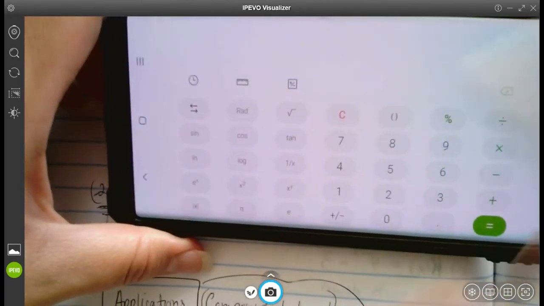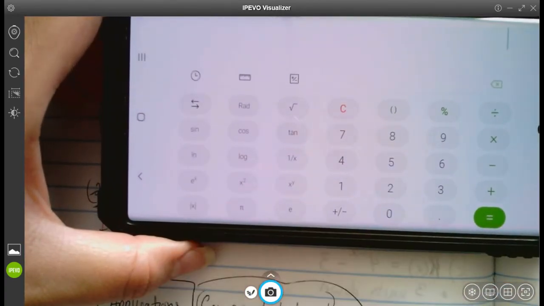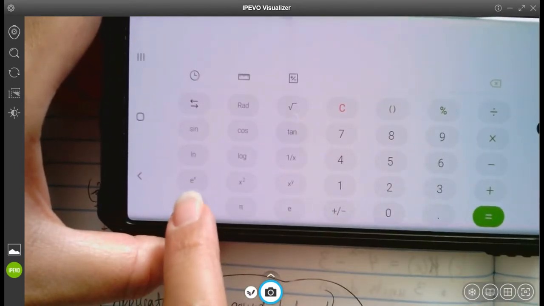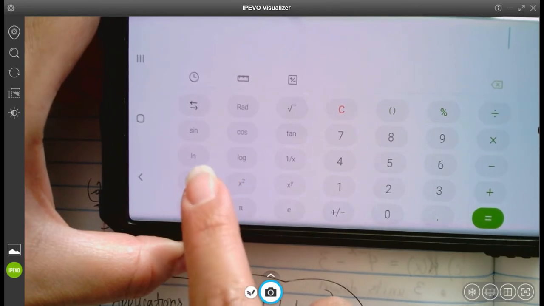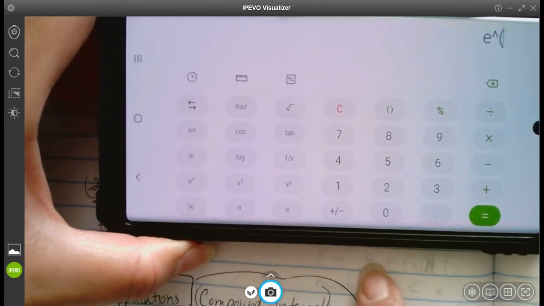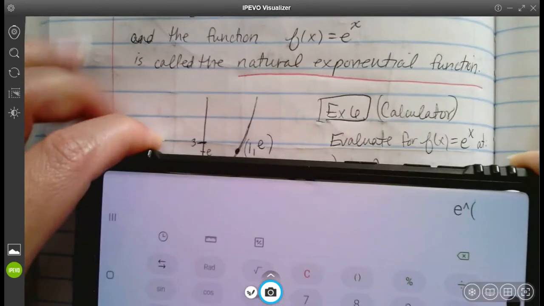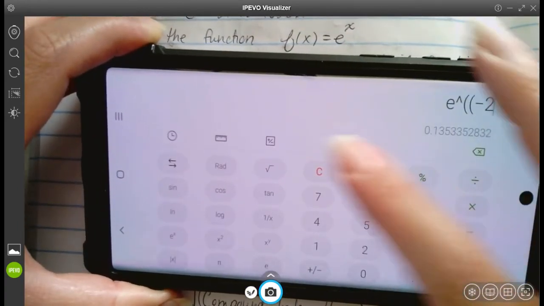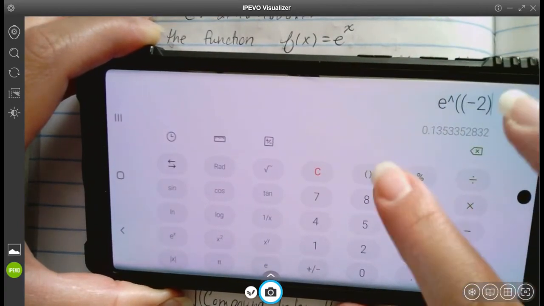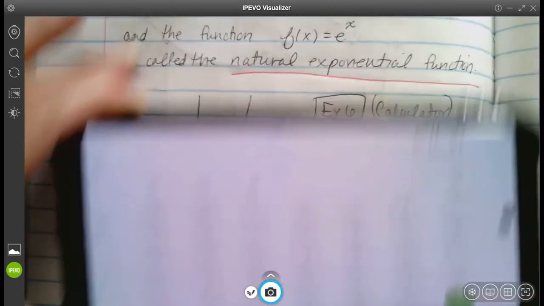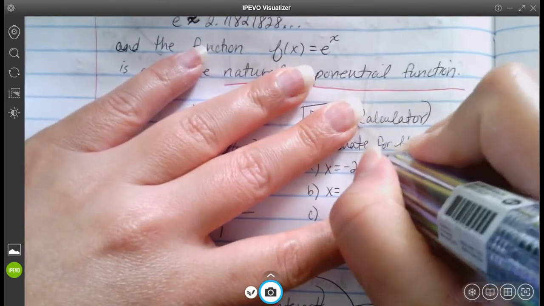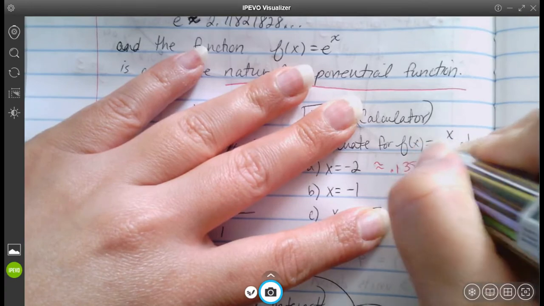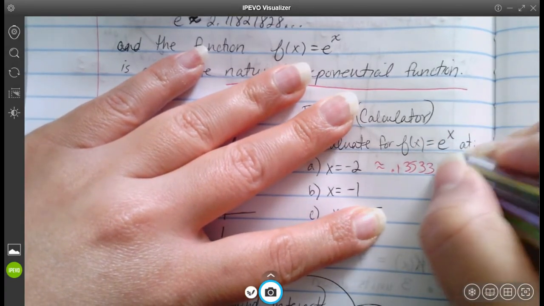If yours doesn't have this little e to the x, then you might have to use another calculator, okay? But basically, you just press it and plug in the number that you're looking for. So in this case, the first one is negative 2. So negative 2, close the parentheses, and there it is, 0.135335. So this is approximately 0.135. I'll just leave it like that, 3, 3, 5.